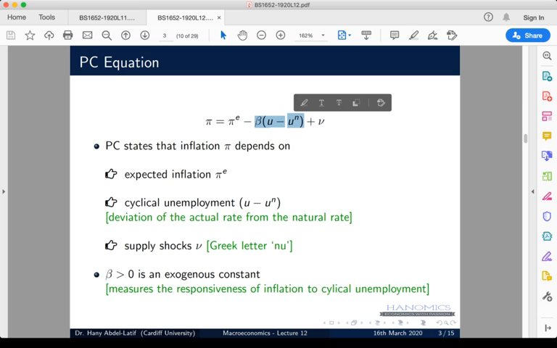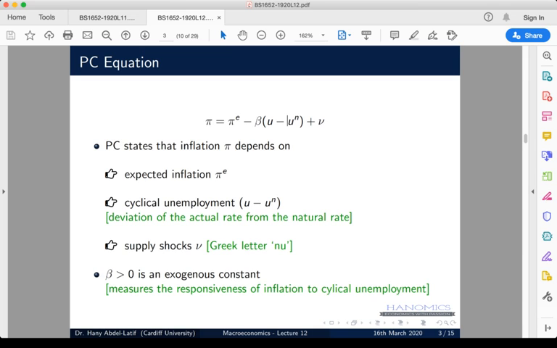So it makes sense to define cyclical unemployment as the deviation of the actual unemployment rate U from its natural rate. At the natural rate, we're looking at the full employment output level, Y at its natural rate, Y_n. The gap between Y and Y_n, or between the actual unemployment rate and the natural rate of unemployment, represents how large cyclical unemployment is.